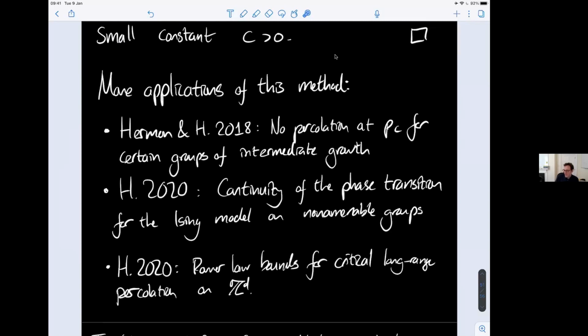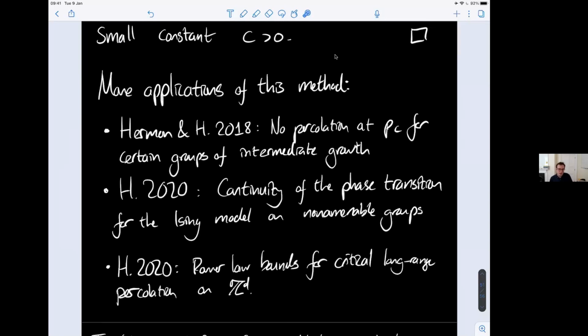Really, there are two things you need to do to get these kinds of arguments to work. You need a way of efficiently converting volume tail bounds into bounds on connection probabilities. And that's actually something, for example on Z^d, we know how to do basically as well as possible. So that's something where there doesn't seem to be much room for additional improvement in optimization in the arguments.